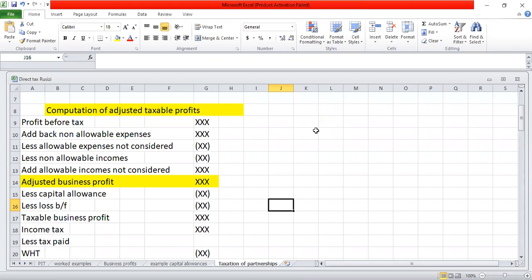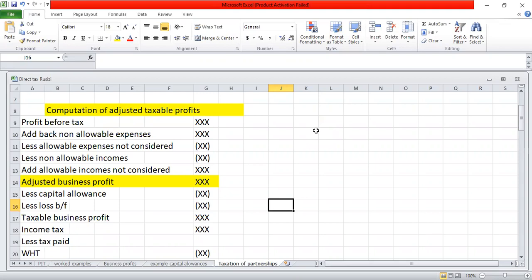Once you get the adjusted business profit, then you're going to less the capital allowances, which you have already seen in our previous part. Then, if there is a loss brought forward, you also look at that loss which is brought forward from the previous tax. Then you're going to have the taxable business profit. Then you can charge your income tax.